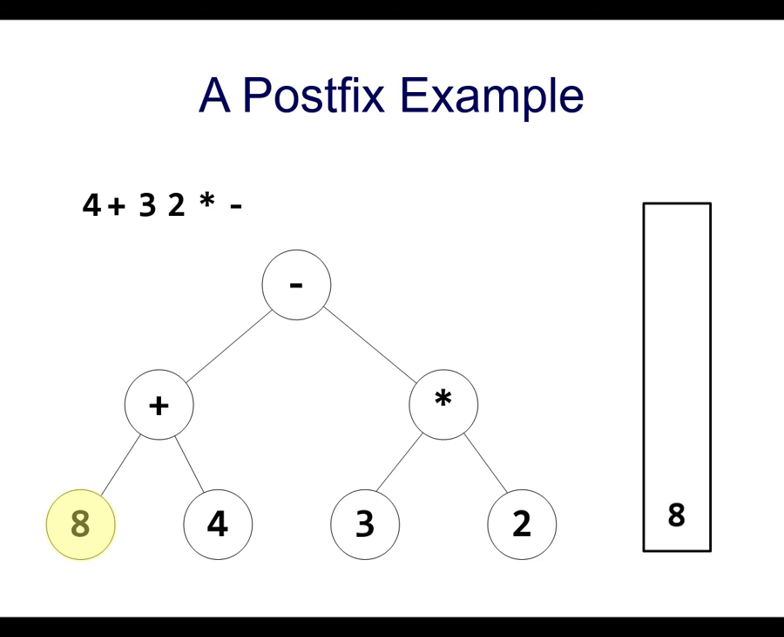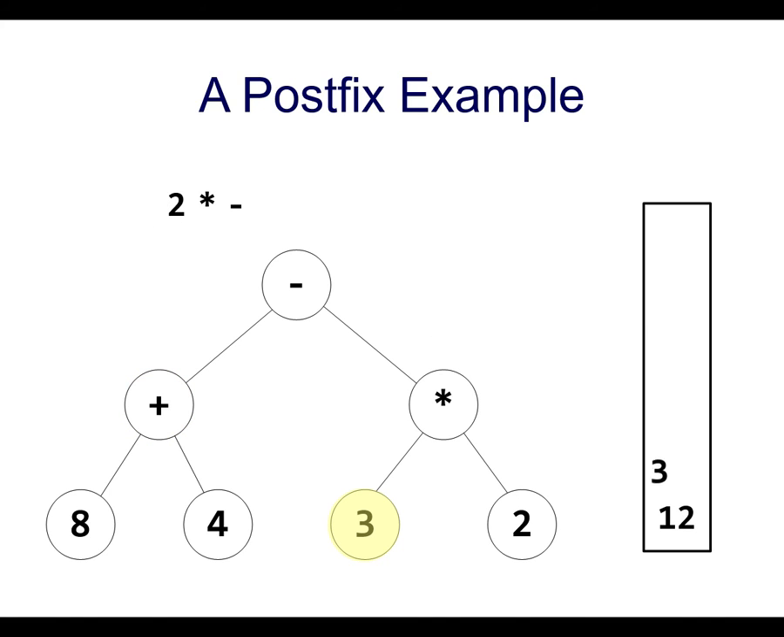8 is an operand, so it is pushed onto the stack. 4 is also an operand, so it is pushed onto the stack also. Plus is an operator, so an evaluation must be performed. The 4 is popped off the stack. Notice that the first value popped is the right operand. Then the 8 is popped off. The evaluation is performed, which evaluates to 12. So the result 12 is pushed onto the stack.